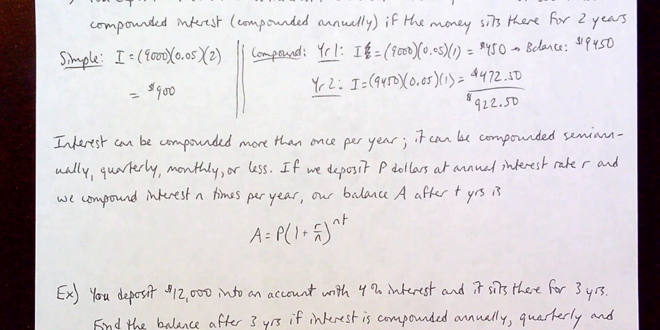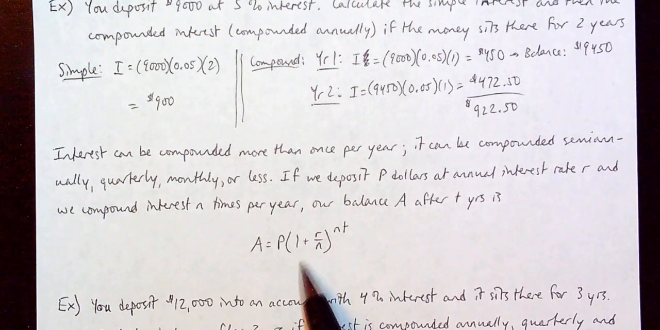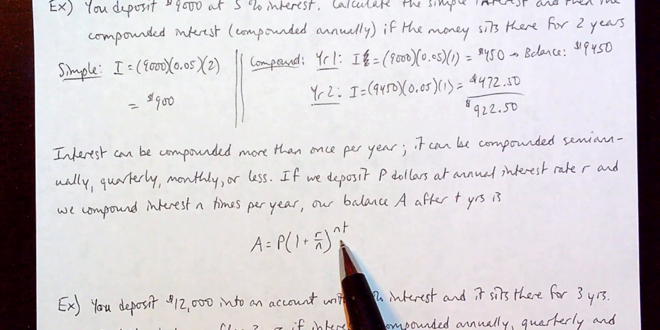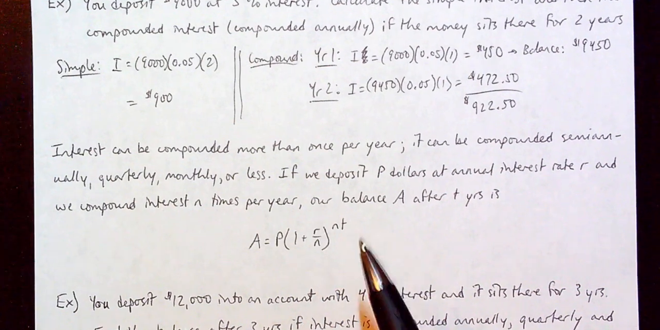then our balance, which we let be represented by capital A, our balance after T years is going to be given by this formula right here. It's going to be P times the quantity 1 plus R over N. And that 1 plus R over N is raised to the power N times T.